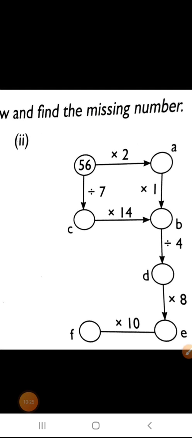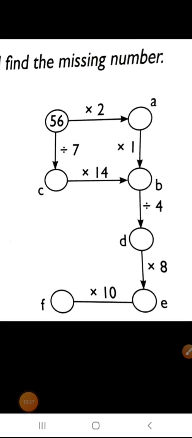One more is given to you. You have to do this thing also. Here it's similar to that only. 56 multiplied by 2, you will fill in the A block. Now 56 divided by 7, you will fill in the C block. Then whatever answer comes in the C block, you will multiply by 14 and write in the B block. Similarly, you have to follow all the steps and complete the tree given.